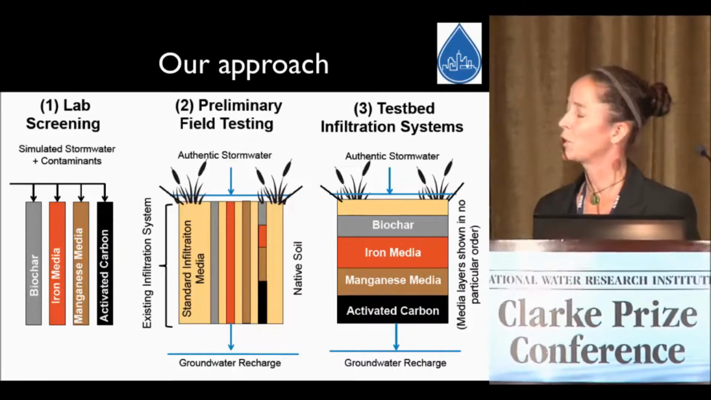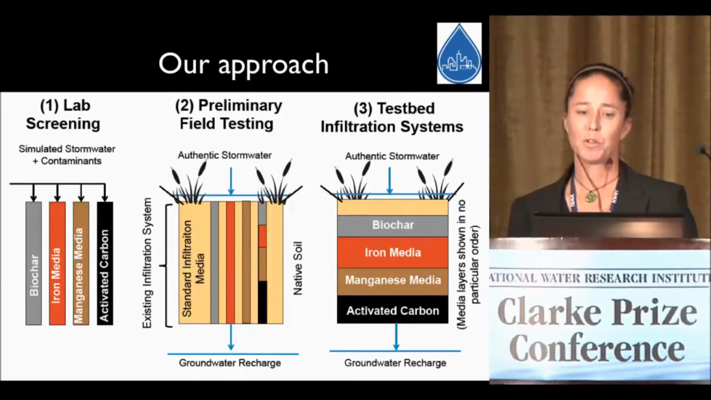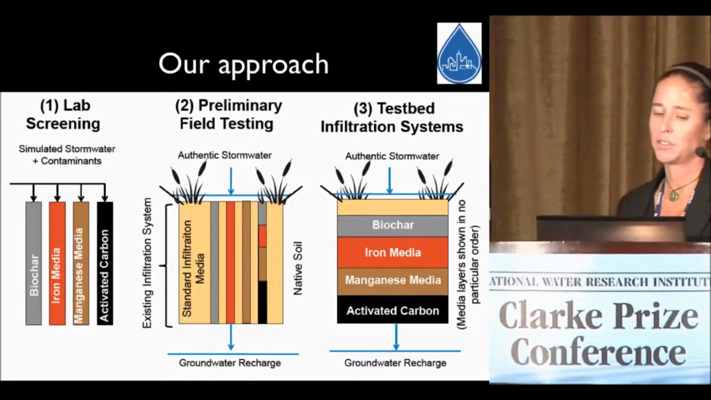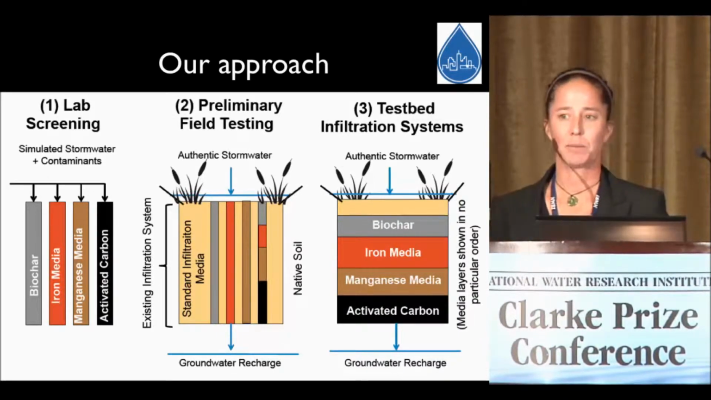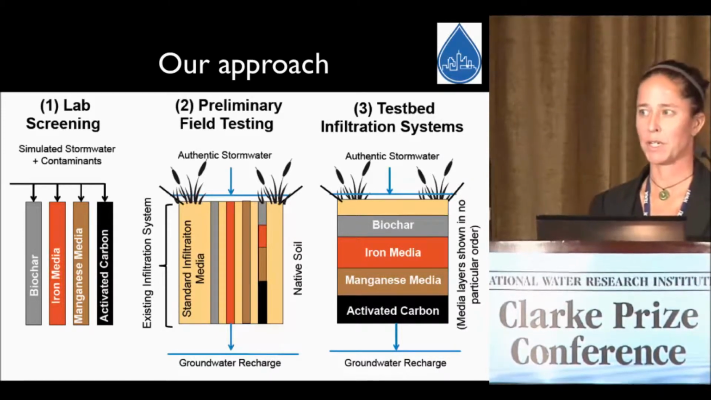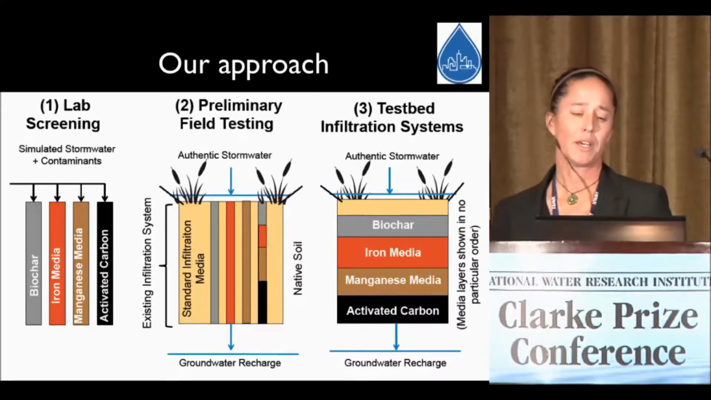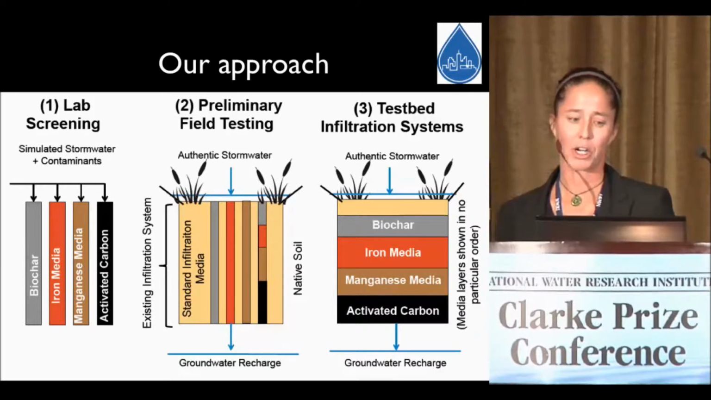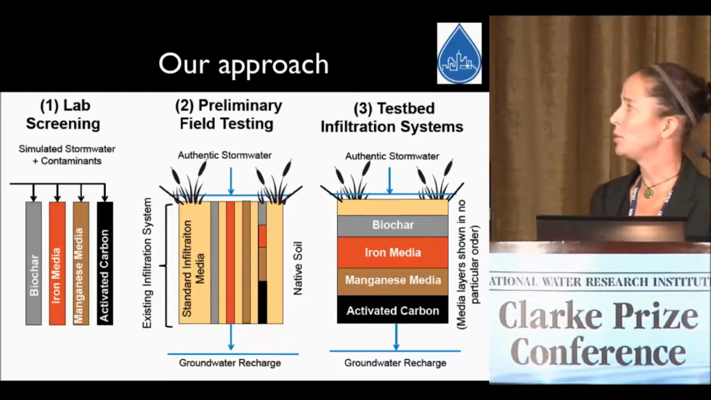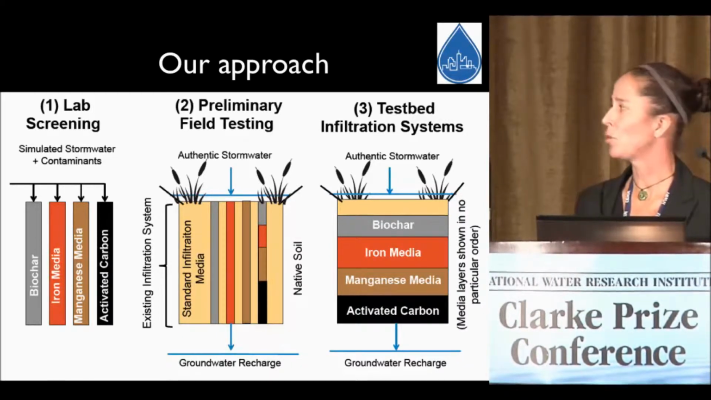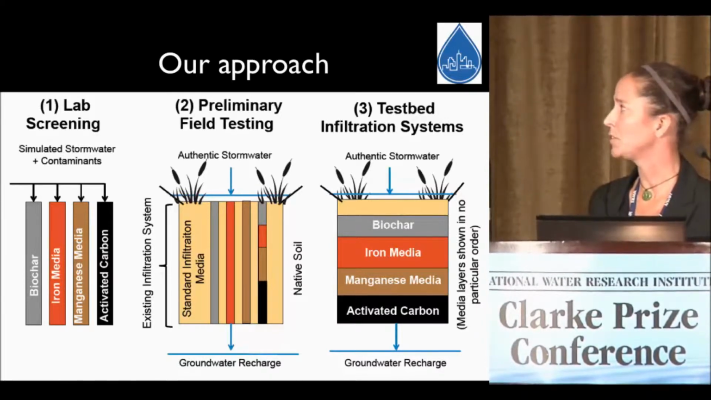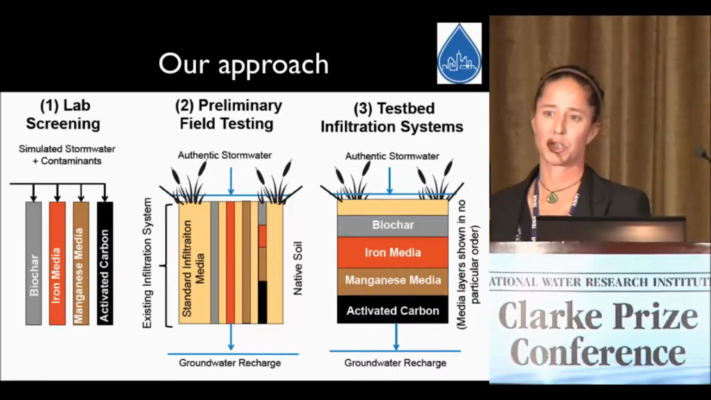Within the center, we've been working on both chemical and pathogen removal, and today I'm going to talk about some of the experiments on pathogen removal. Our approach is basically to start with lab screening of different types of geomedia that might be able to improve the removal of target contaminants from stormwater. So in lab screening, we're working with simulated stormwater, adding contaminants, and seeing how well they perform. The next step will be to move on to preliminary field testing using authentic stormwater and incorporating some more complexities in the system, such as vegetation and microorganisms, and then moving to the test bed to actually look at performance in the field.